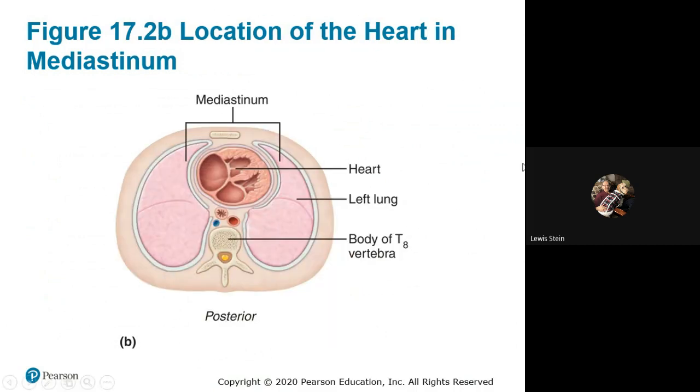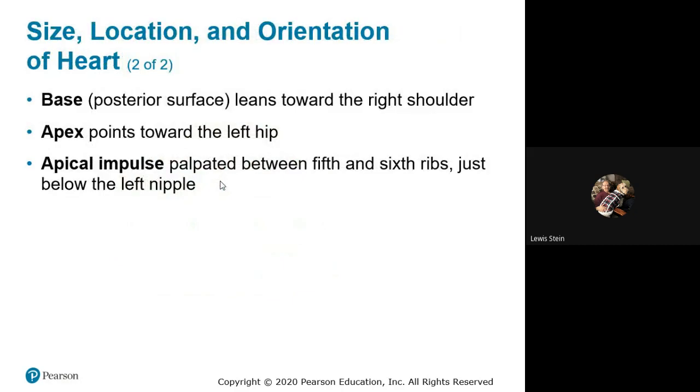Heart there, and you can see it just occupies a ton of space, and the big muscular areas are the ventricles, the left ventricle and the right ventricle. And these are openings that are trying to reflect the atria. Trust me, the atria are not that big. Base toward the right shoulder, apex left hip.